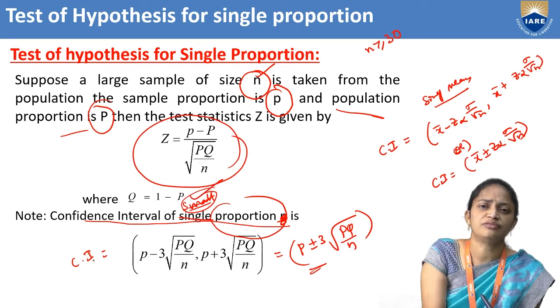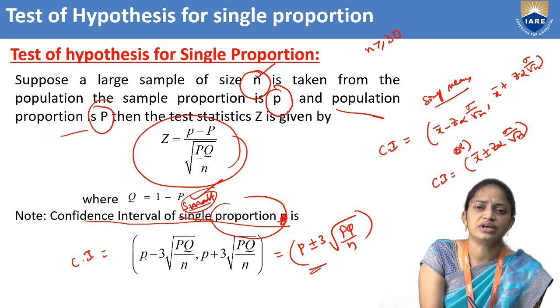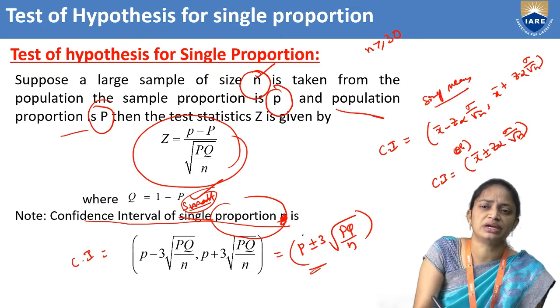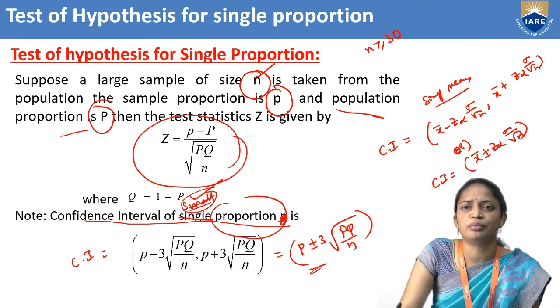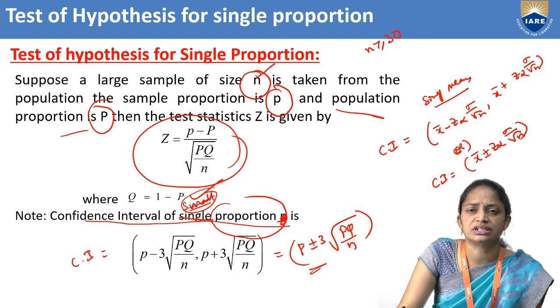Okay, so like that, what is the confidence interval? Confidence interval is P minus 3 into under root of PQ by N, comma, P plus 3 into under root of PQ by N, or we can write it as P plus or minus 3 into under root of PQ by N. So that is the test of hypothesis for single proportion.